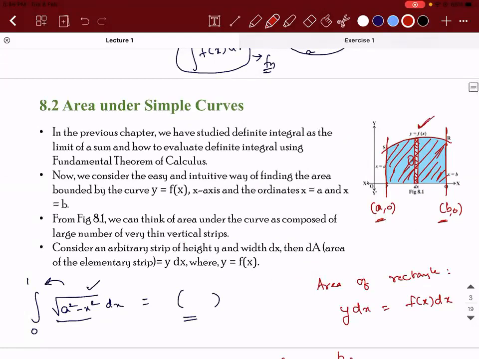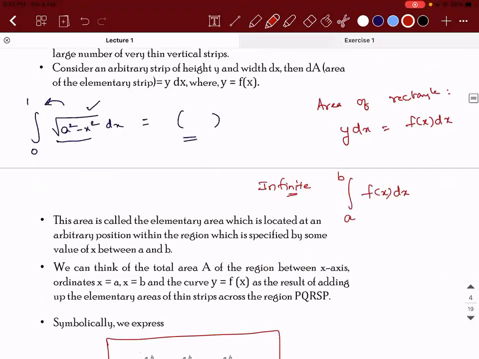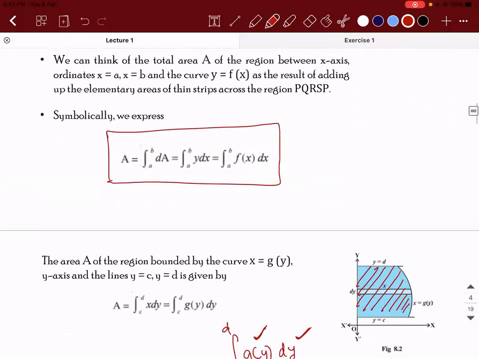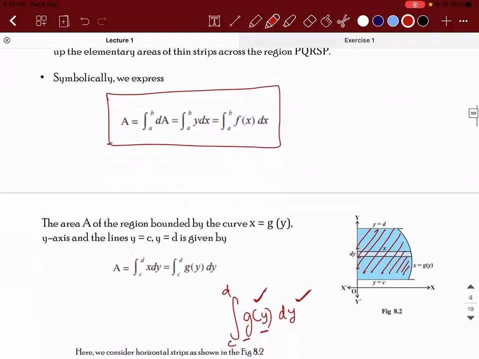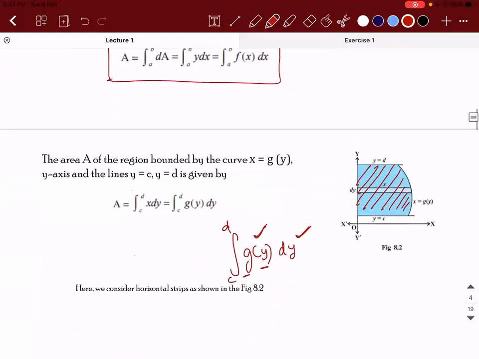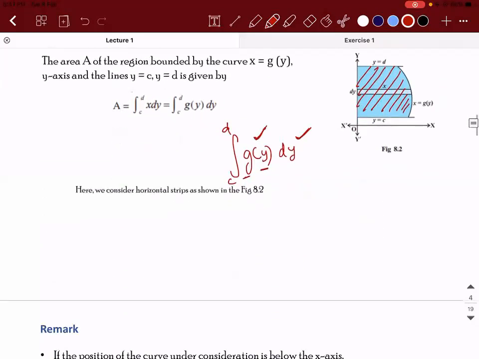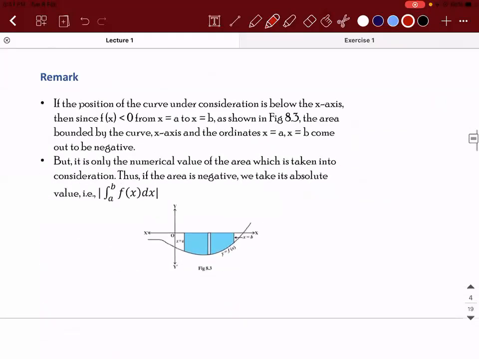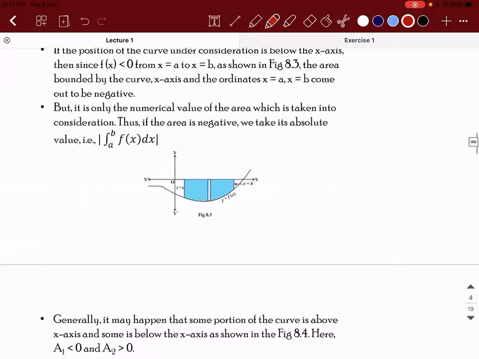If you want to find the area made by the curve with respect to the x-axis, then you'll use this formula, integral of f of x dx from a to b. If you want to find the area made by the curve with the y-axis, then you'll use the integral of g of y dy between the points c and d. Okay. I will show both the values, don't worry.